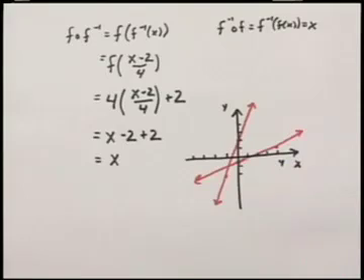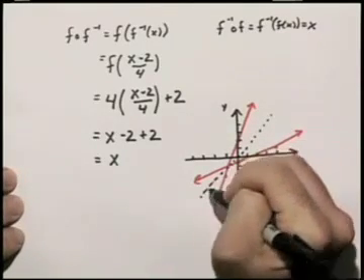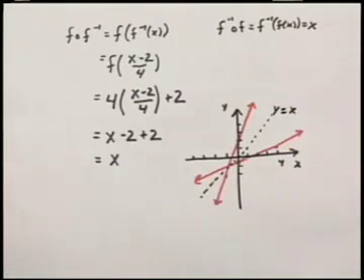And if you look closely, you can see that the graph does in fact have the symmetry that we expect with respect to the line y equals x.